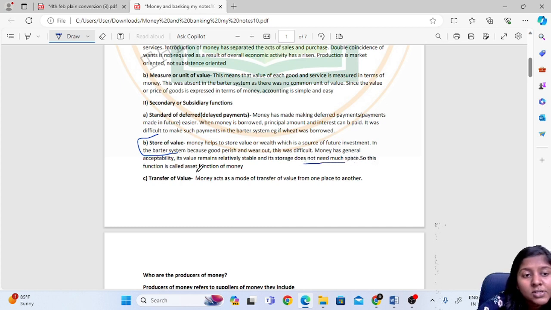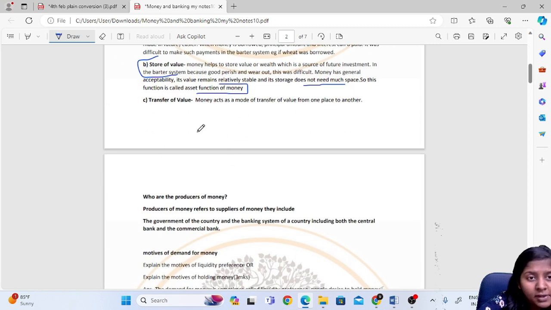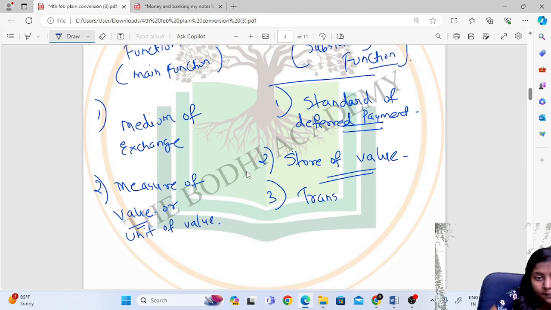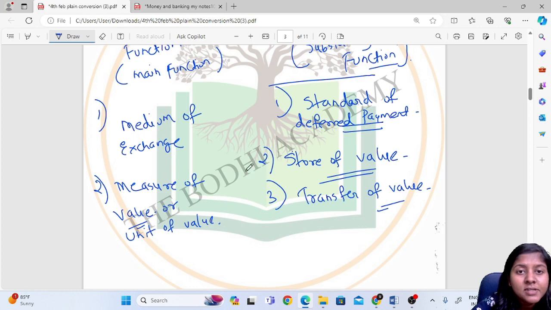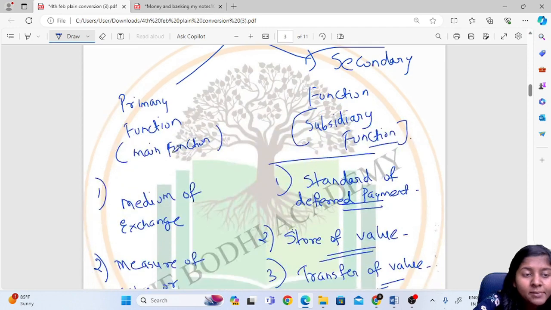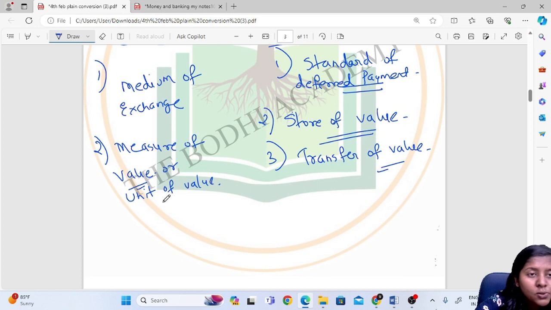So this function is called the asset function of money. Store of value is called the asset function of money. Then the third one is transfer of value. Money acts as a mode of transfer of value from one place to another. So these are some of the secondary functions of money, and the primary functions are medium of exchange, which is called the main function, and measure of value or unit of value.